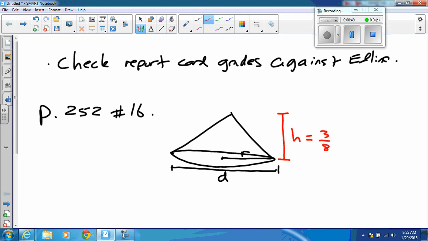The problem told us that the height was 3/8 of the diameter, and that the height was 4. Is that correct? Okay. From that, we pretty quickly figured out that the diameter was 32/3. Let's actually mark that value here.